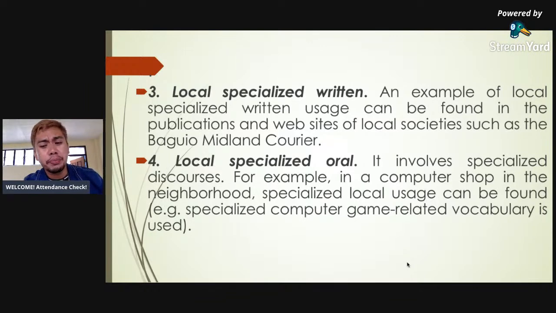For example, in a computer shop in the neighborhood, specialized local usage can be found. Example, special computer game related vocabulary is used. Ito, local specialized oral. Halimbawa nito is a word that is sometimes used in a certain place, for example, sa palengke, di ba may mga words dyan that are only used or understood by people who are there every day. Another example, di ba? Yung mga naglalaro sa ML.